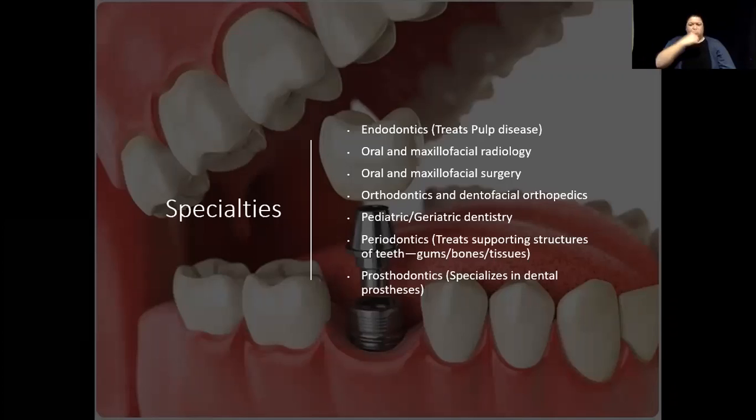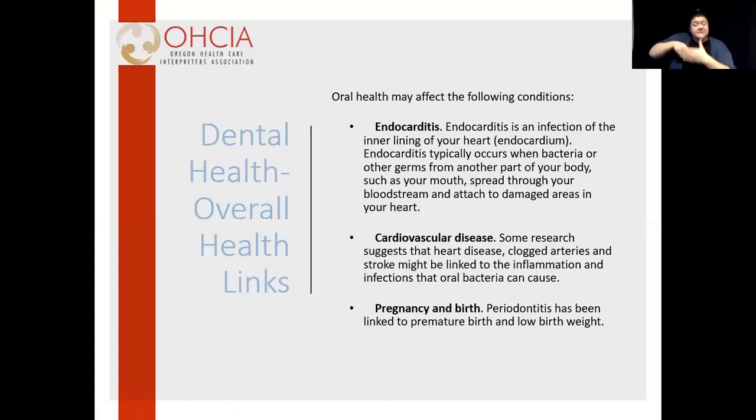Periodontics is what you would go to for root canal treatment or something like that, where you're treating the supporting structures around the teeth, the gums and the bones and the tissues. And then there's prosthodontics, which specializes in prosthesis for dentals, like what you see in the background picture here, which is a tooth implant. Okay.